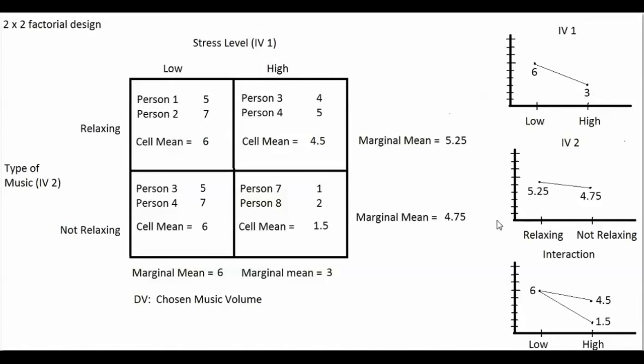So here we can see the interaction. In the relaxing music condition, the mean chosen volume is dropping down by 1.5. We can see that drop right here. And in the not relaxing condition, the mean of the chosen volume is dropping down by 3.5, which we can see by the steeper line right here. So since this is a bigger drop than this is, there's an interaction between the two independent variables.